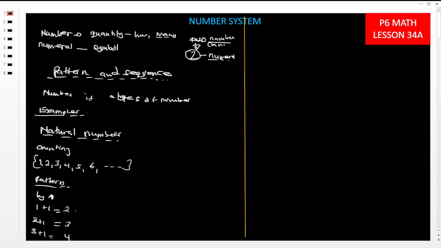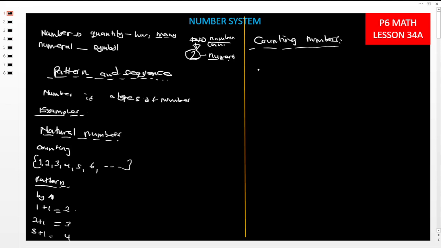So those ones are called natural numbers, my dear learner. These natural numbers are the same as counting numbers. Very fine. Okay, so we have looked at that one system.